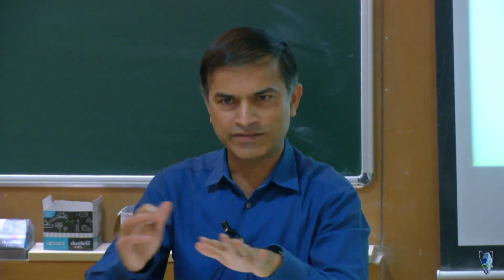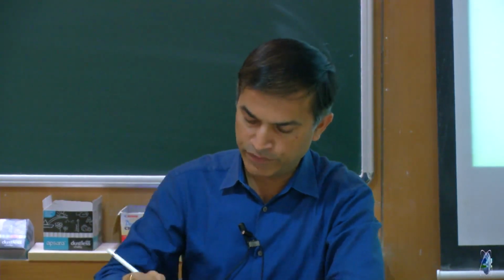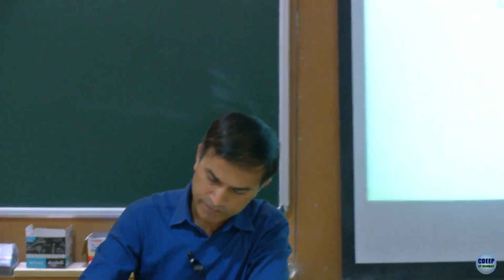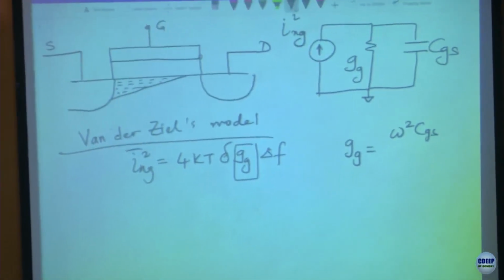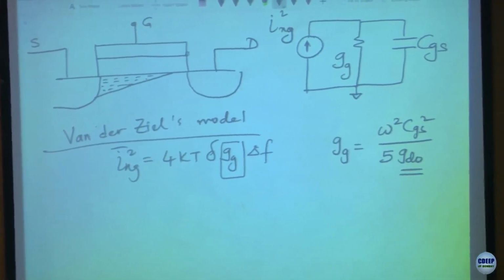This is all the stuff that van der Ziel did. I don't know how he dreamed it up, but it's amazing that it really matches the measured data. But there is an intuitive explanation that he has given, and so that's the GG, the real part of the impedance looking into the gate, which we learned last week. GG was equal to omega square CGS square divided by 5 times GDO. Now again this GDO came into play.